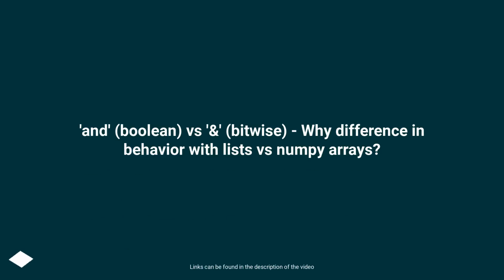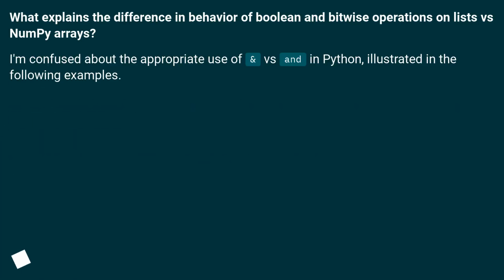And, boolean, versus and, bitwise: why the difference in behavior with lists versus numpy arrays? What explains the difference in behavior of boolean and bitwise operations on lists versus numpy arrays? I'm confused about the appropriate use of `and` versus `&` in Python, illustrated in the following examples.